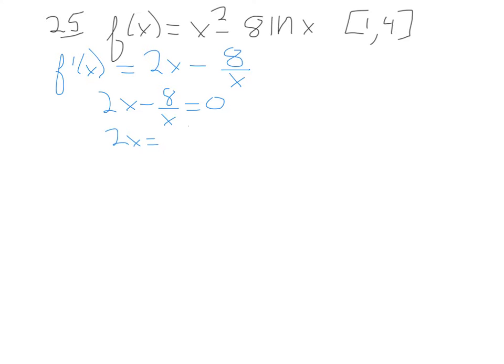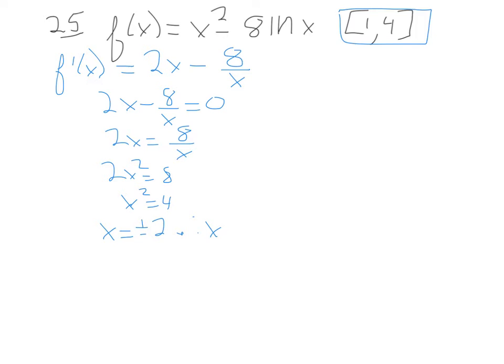then we can solve this by taking 8 over x to the other side. We have 2x squared equals 8. X squared equals 4. Now we're going to get two roots. Don't forget, when we take the square root, we get plus or minus 2. Okay? So, because the interval they gave us this time is 1, 4, we have to toss out the x equals minus 2 root because it's not in the interval.